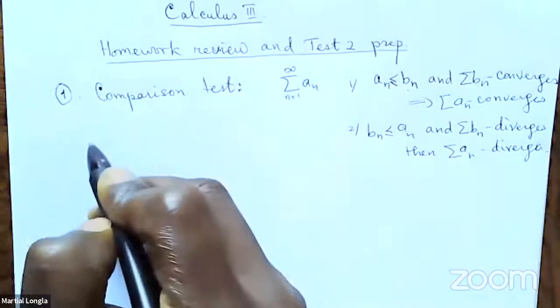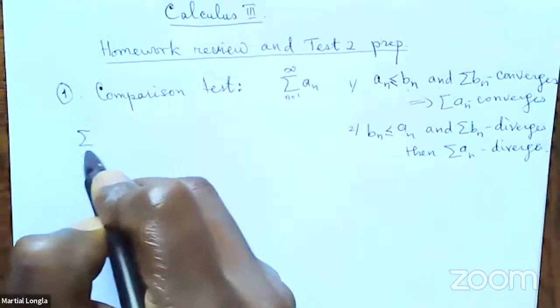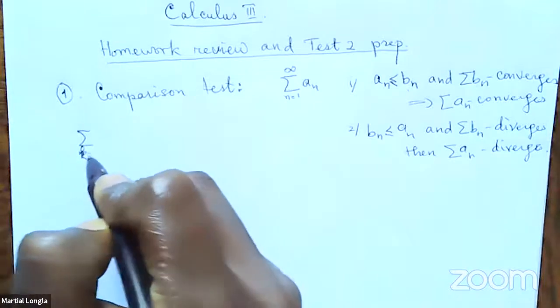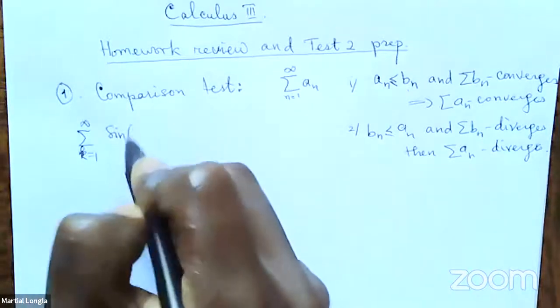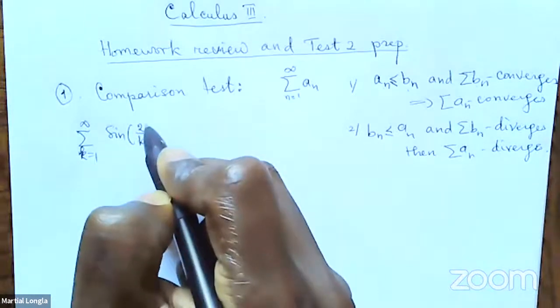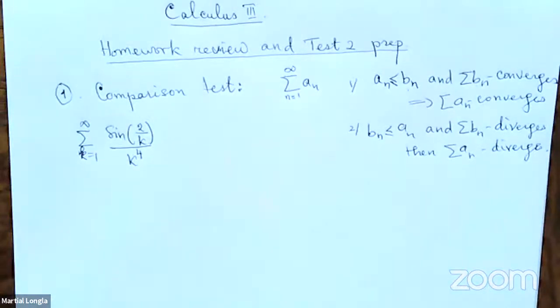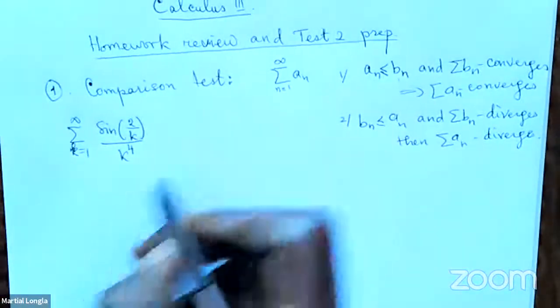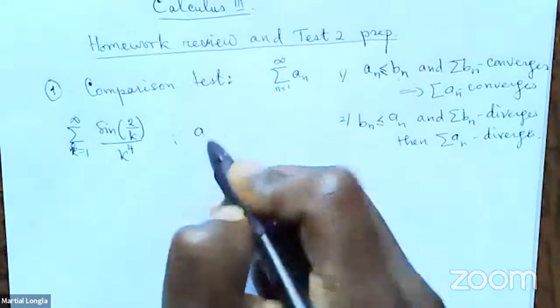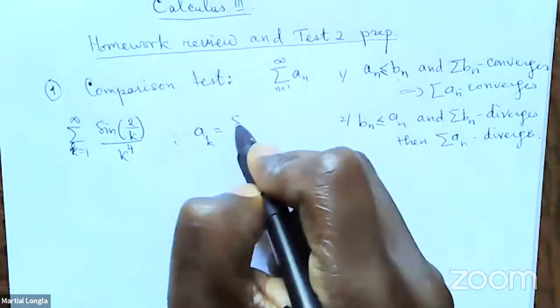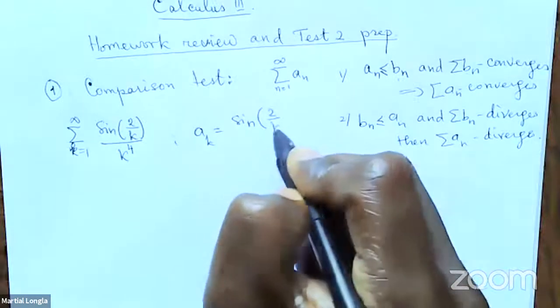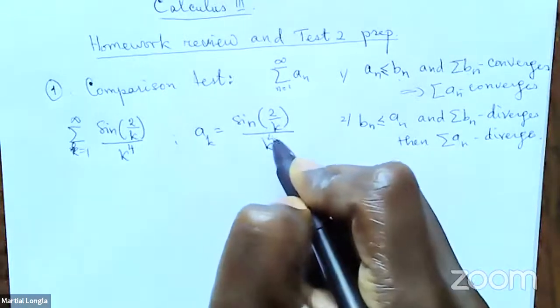And so you had a problem: sum, k from 1 to infinity, of sine of 2 over k divided by k to the power 4. If you are using the comparison test to answer this question, you can report what is a_k. Here, that's sine of 2 over k divided by k to the power 4.